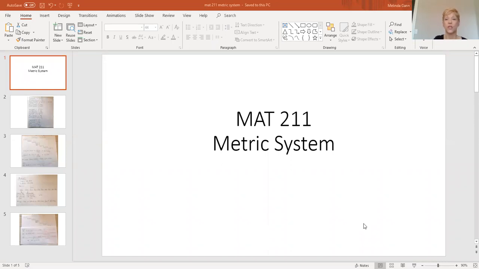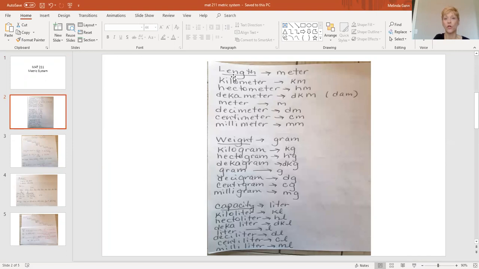Okay, so what we're going to do is learn the metric system. The first thing I want you to notice is this: when you're doing length in the metric system, you use a unit called a meter. Remember, in the English system, when you did length, you used inches and feet and yards and miles. A meter compares to about a yard in the English system.